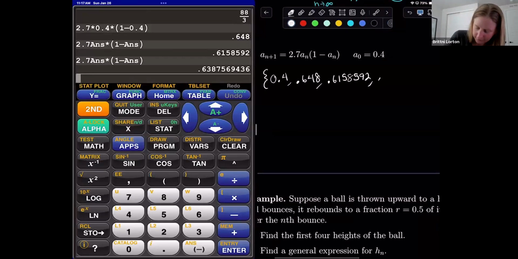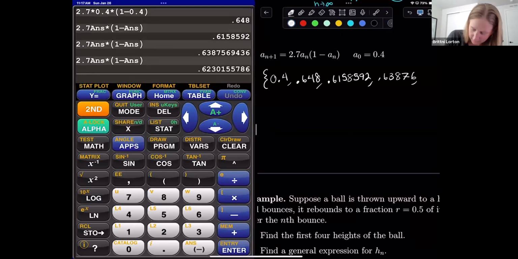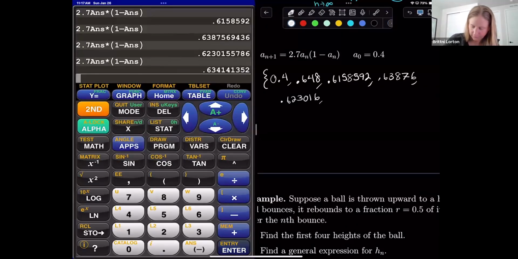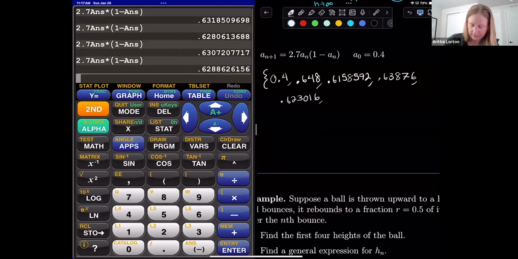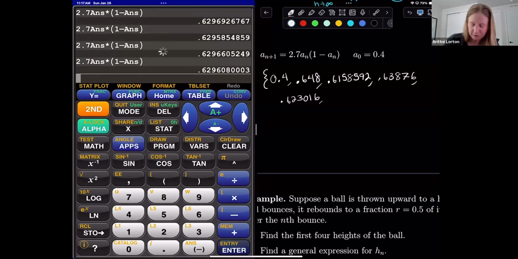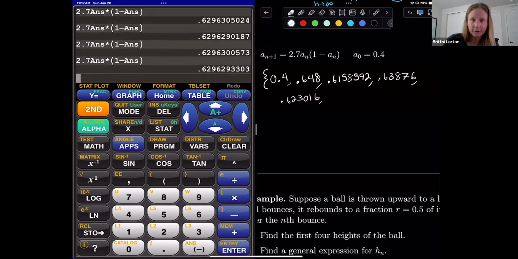So now I have the 0.63876, and then I'm going to press enter again, and I have a 0.623016, and then press enter again and again and again. And maybe I could just do a whole bunch since I have my calculator out. And then you start to see it settling down. That's kind of the beauty of being able to use your calculator like that. Some of you might use an Excel spreadsheet, but the calculator will be the fastest way.